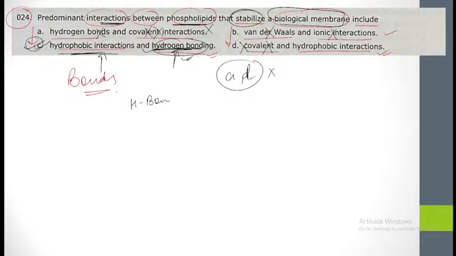You can eliminate easily, and the reason for not having covalent interactions in the biological membranes is, first, covalent bonds are the strongest in nature, and second, in the biological membrane there need not be a very stable, very strong bond, because there is constant breaking and formation of bonds in the complete biological membrane. So that is the reason why covalent bonds are not there in biological membrane stabilization. Clear? Answer is option number C. I hope this is clear.